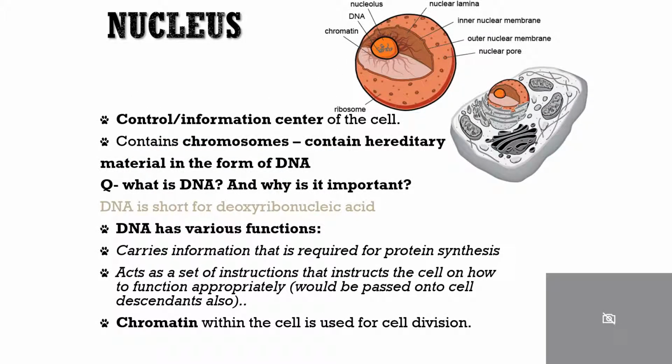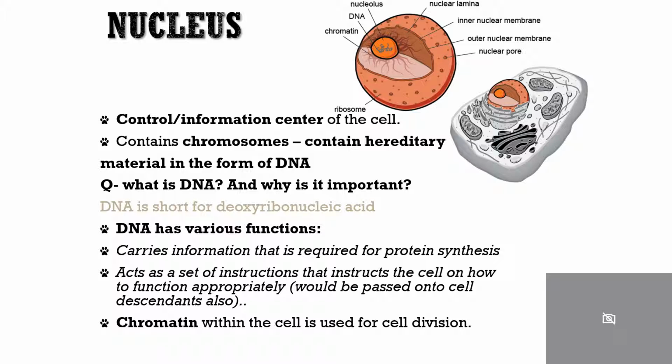The nucleus. It's the control or information centre of the cell. It contains chromosomes. These contain hereditary information in the form of DNA. So what is DNA and why is it so important? The term DNA is short for deoxyribonucleic acid, and it has various functions.